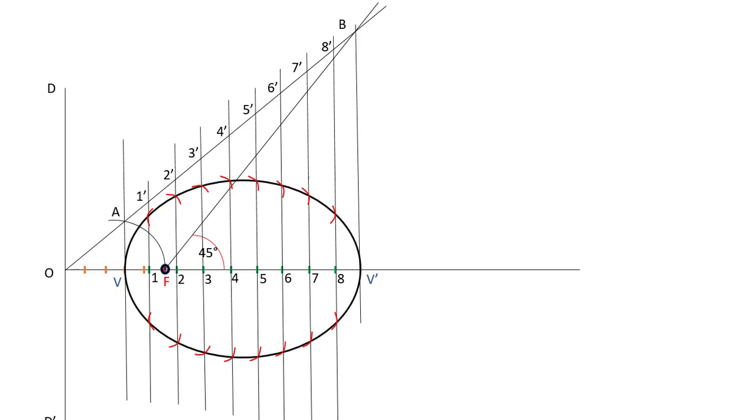And finally, we have to name all these points on this ellipse as P1, P2, P3 up to P8 at the top side. And similarly, P1 dash, P2 dash, P3 dash up to P8 dash at the bottom side. And then we can name this curve as an ellipse.